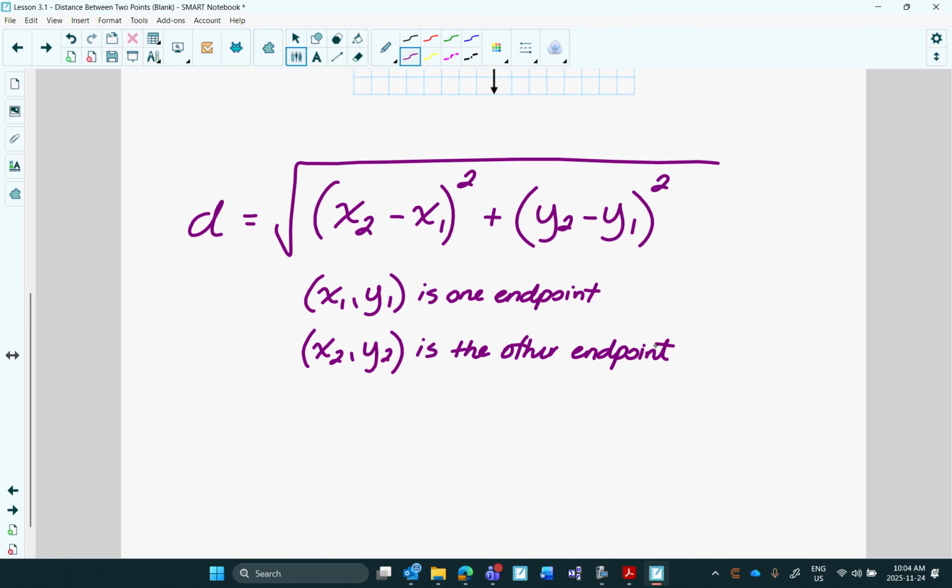That's the formula, okay? All right, let's see how we can use these. Let's do a couple of examples.